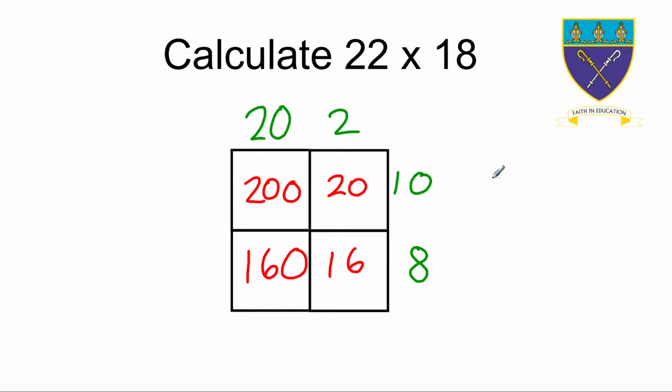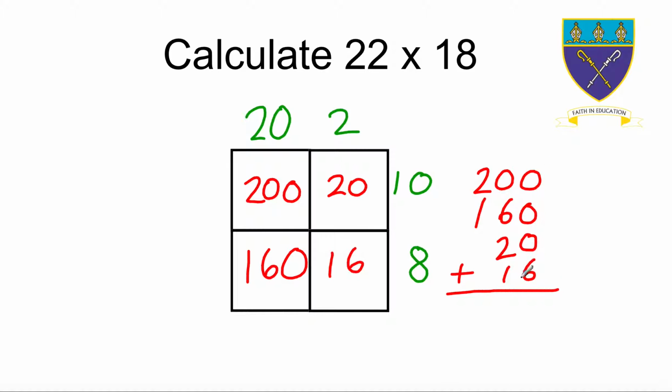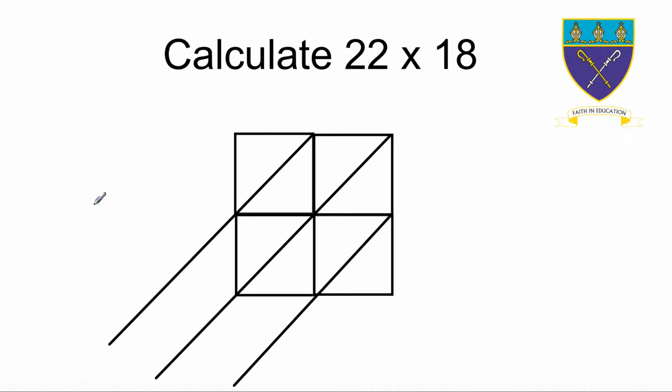To find the answer to 22 times 18, I write them preferably in descending order and in columns, such as here. Next I add in the columns, so 0 add 0 add 0 add 6 is 6, 0 add 6 add 2 add 1 is 9, and finally 2 add 1 is 3. So my answer to 22 times 18 is 396.